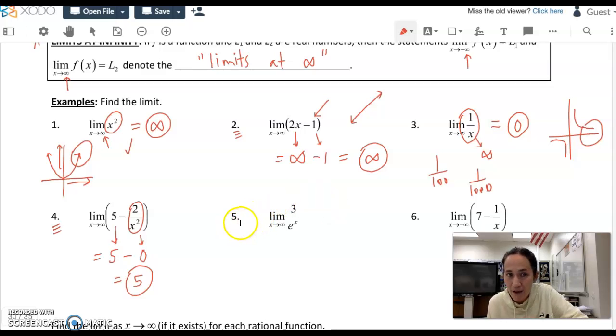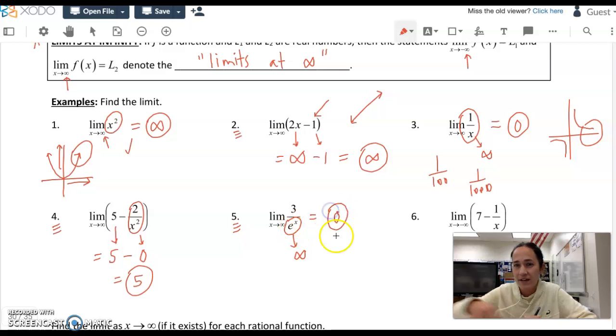For number 5, don't be shy about this exponential expression. Think of what dominates this function. The 3 is going to stay put. It's just going to be a 3. But e to the x is going to be some drastic exponential growth. E is that constant, 2.71828, and it's being raised to bigger and bigger powers. You've got 3 over a huge sum. I'm going with 0 yet again.